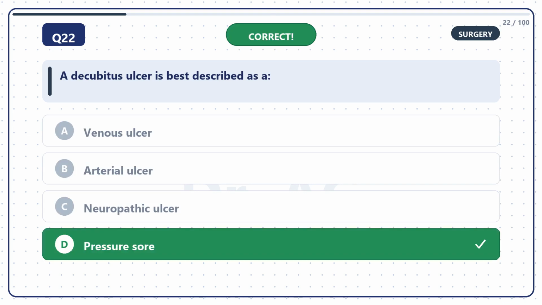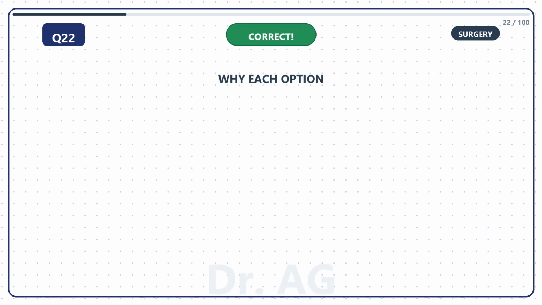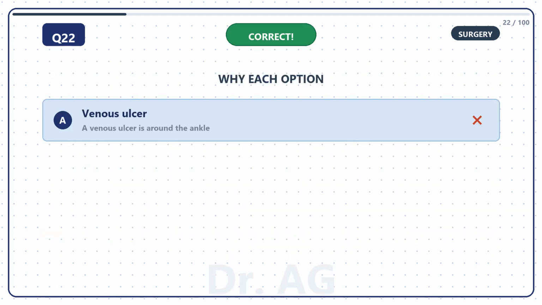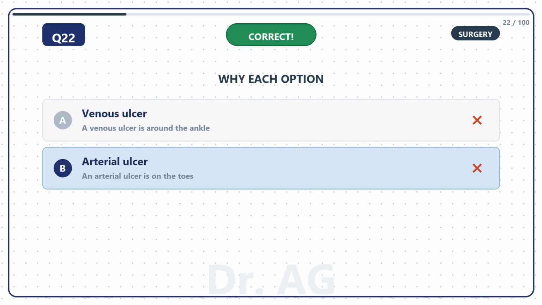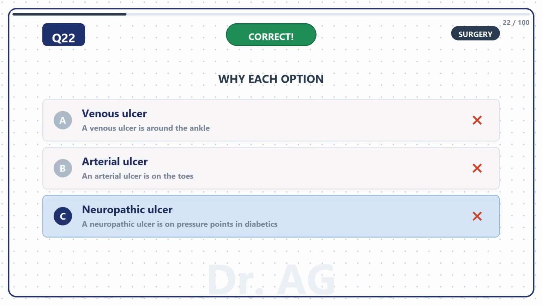The correct answer is option D. Pressure sore. Let's go through the options. Venous ulcer. A venous ulcer is around the ankle. Arterial ulcer. An arterial ulcer is on the toes. Neuropathic ulcer. A neuropathic ulcer is on pressure points in diabetics.